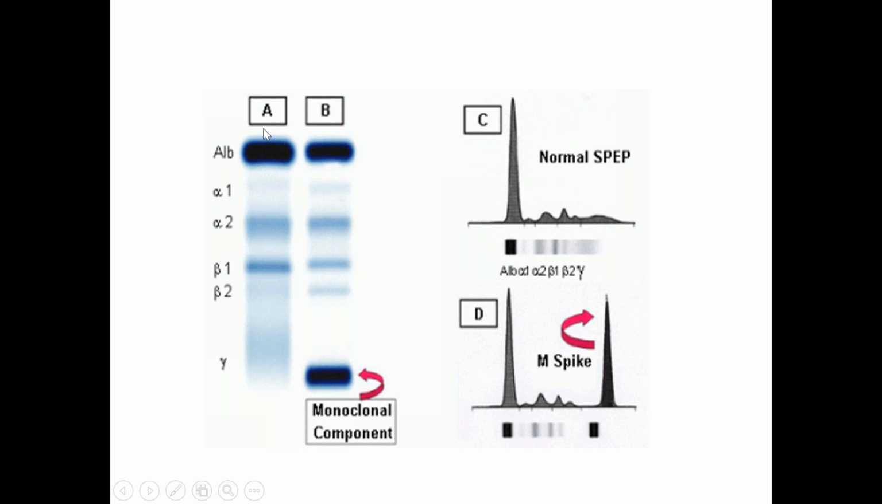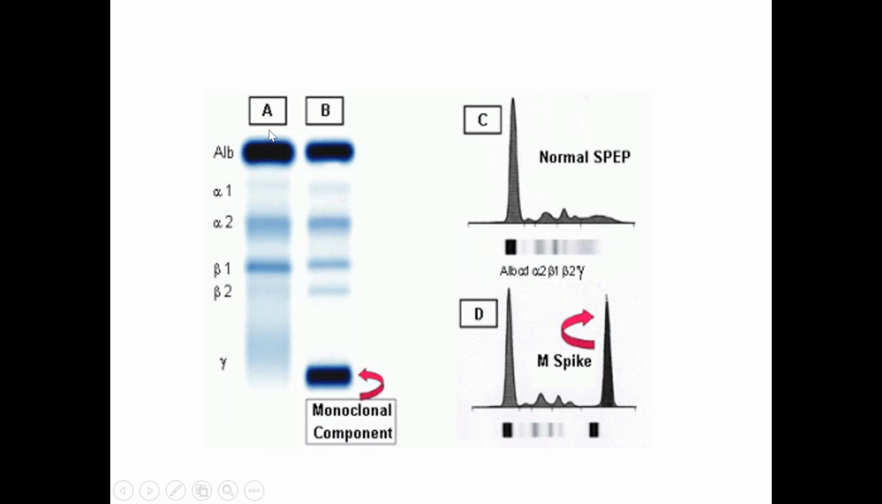This is the picture of the gel when the serum protein is separated by the electrophoresis process. A is from a normal person, normal serum. When the serum sample is moved from the cathode to the anode, you will find these different bands. The small albumin protein will be present towards the anode. Then comes alpha 1 globulin, and after that alpha 2, beta 1, beta 2, and the gamma.